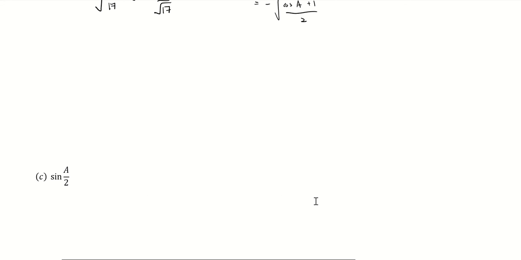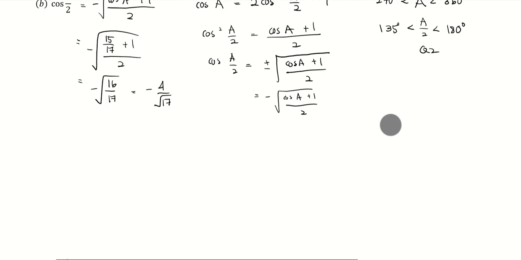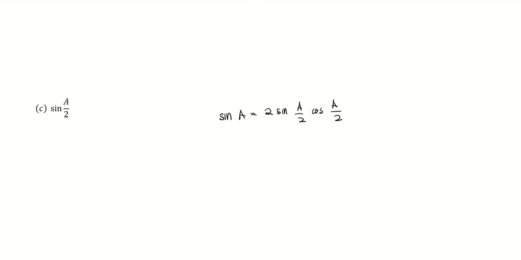Alright, so for part C, it is sin A over 2. We can use a similar method, but we are not going to use cos A, we use sin A, because we have sin A. Sin A is equal to 2 sin A over 2 cos A over 2. Why do we use this one? Because we already have the value for cos A over 2 from question B earlier. This is cos A over 2, so we can use it.